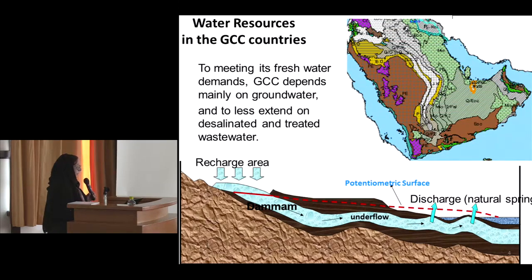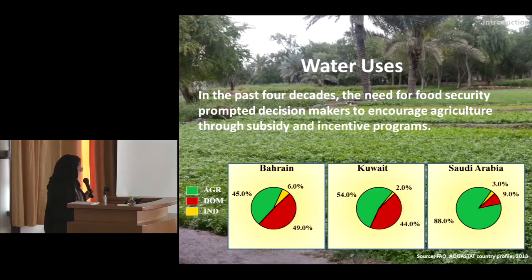The groundwater flows from the western part of the Arabian Peninsula toward the eastern part, and in some areas it reaches the surface through natural springs.